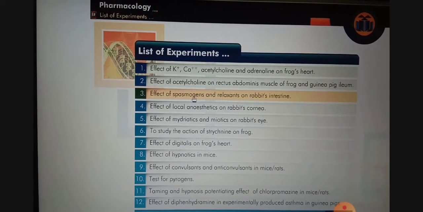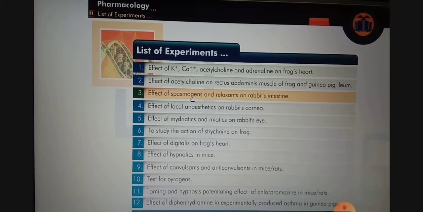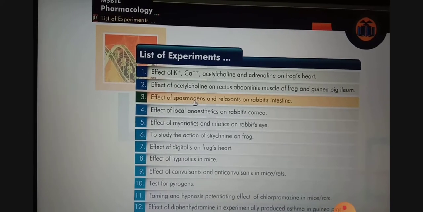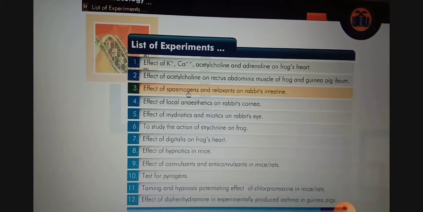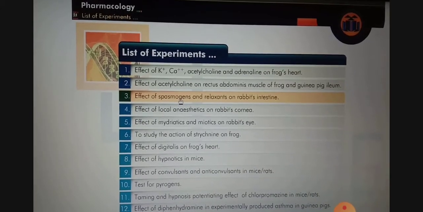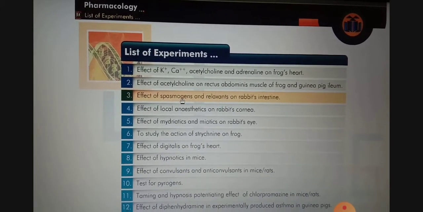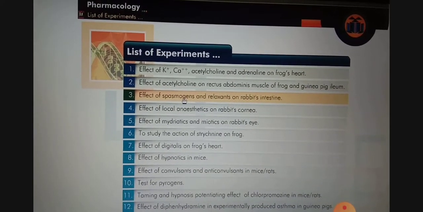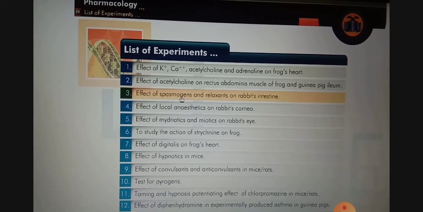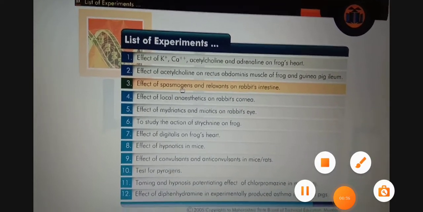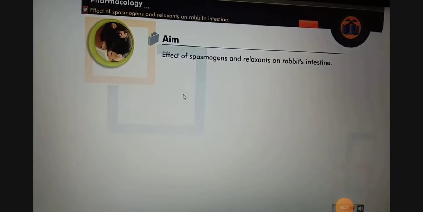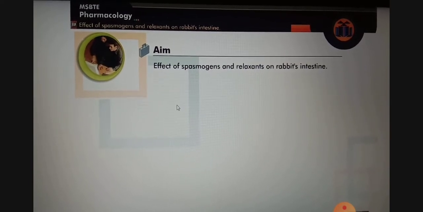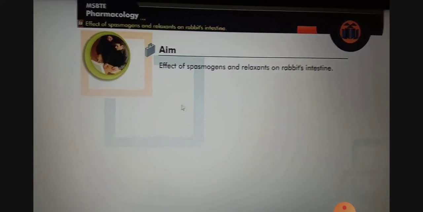The aim of this experiment is to interpret from the graph by observing the effect of spasmogens and relaxants on the intestine of rabbit by using the CD of MSBT. Spasmogens are the agents which cause the contraction of smooth muscles, and relaxants are the agents which cause the relaxation of those muscles. Then we must see the effect of such agents on the rabbit intestine in this experiment. Aim of this experiment is effect of spasmogens and relaxants on rabbit intestine.